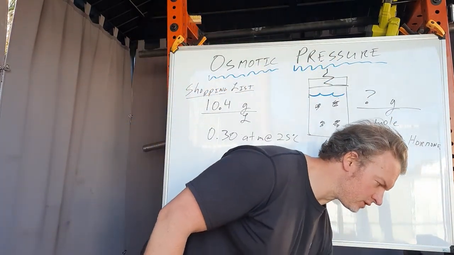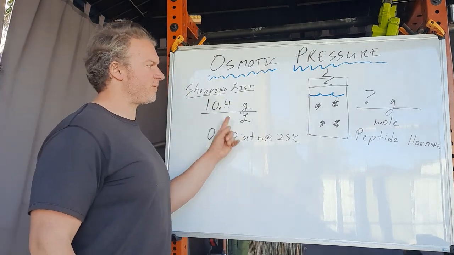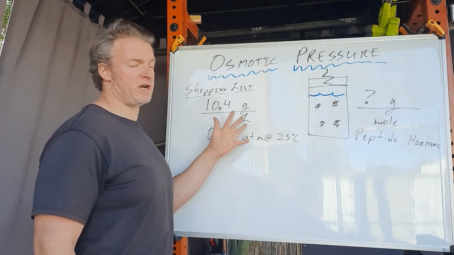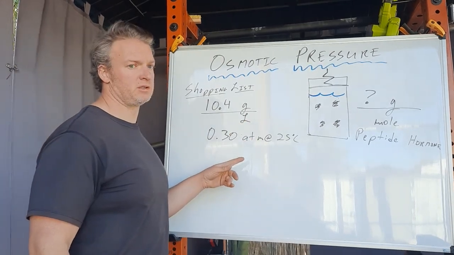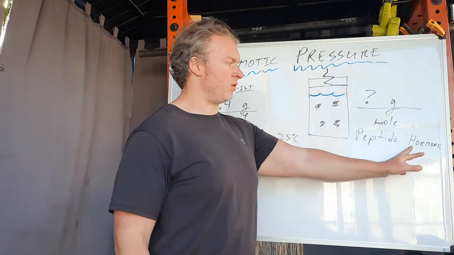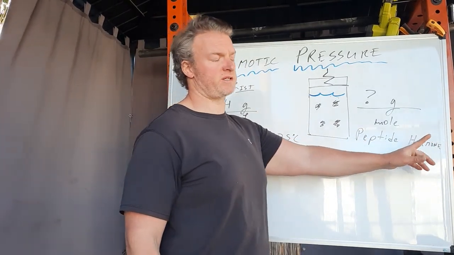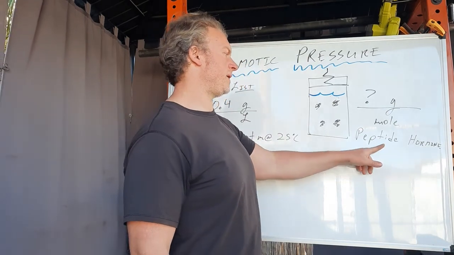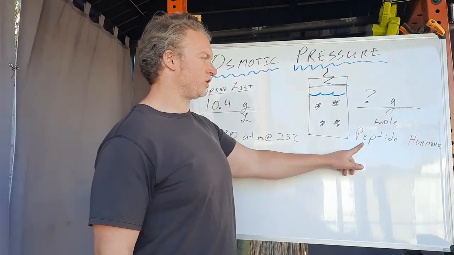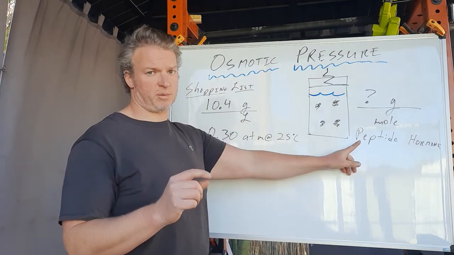We've read the question aloud, and I've created a shopping list of every number that contains a unit. This peptide hormone solution: hormone is referring to the biological effects it has on humans or mammals. Peptide is referring to the molecular structure of this complex.